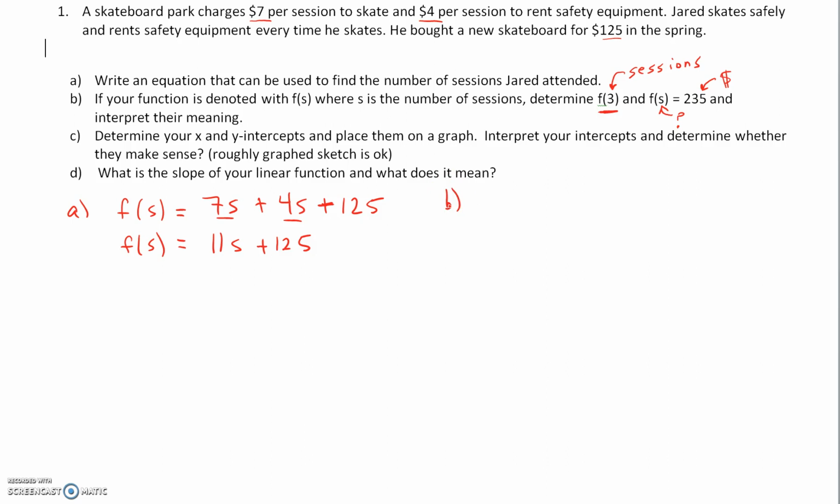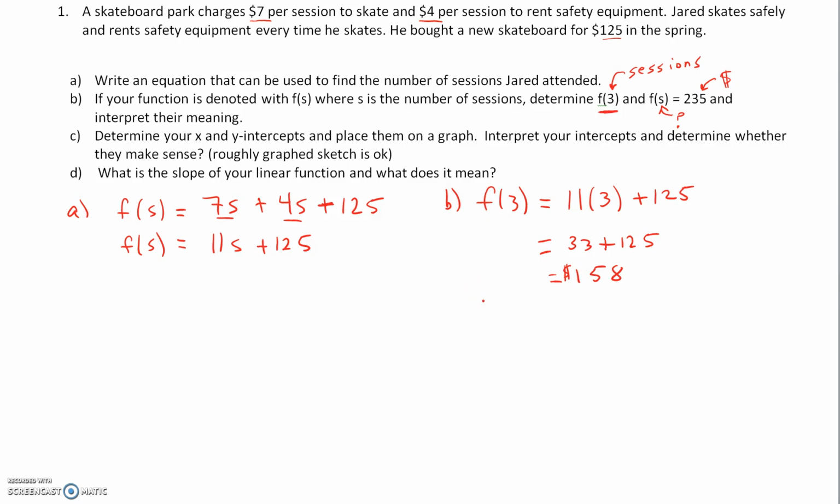So for part B, we're going to determine f of 3 first, which means we're going to input 3 into our function. So it would be 11 times 3 plus 125. So this is going to come out to be 33 plus 125, which would be 158. Okay, and we can interpret this as after 3 skate sessions, it has cost Jared $158.